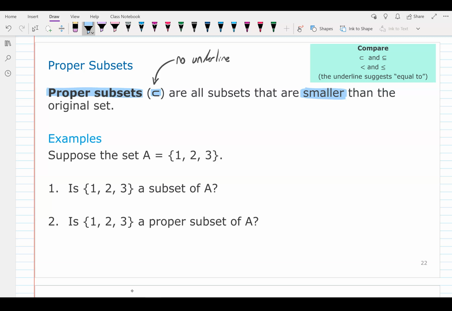Let's look at an example to immediately try to make sense of this. Suppose the set A is 1, 2, 3. Is the set 1, 2, 3 a subset of A? Does the set 1, 2, 3 live inside of the set 1, 2, 3? Well, actually, yes, it does. It might seem weird, but we can make a subset from those numbers. That is the set itself. There's nothing really wrong with that. You can say all of its elements are contained in the original set.